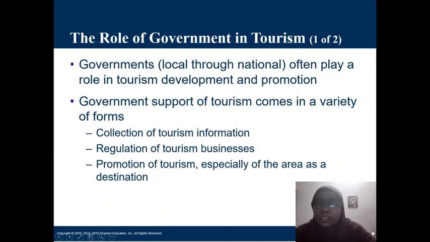Regulation of tourism businesses is also another role of government, or how government supports the tourism industry. The businesses are being regulated, governments make laws, and they are enforced so as to ensure the desired outcome. Then promotion of tourism, especially of the area. If the area is a particular destination, then government also engages in promotion of all these tourism areas.